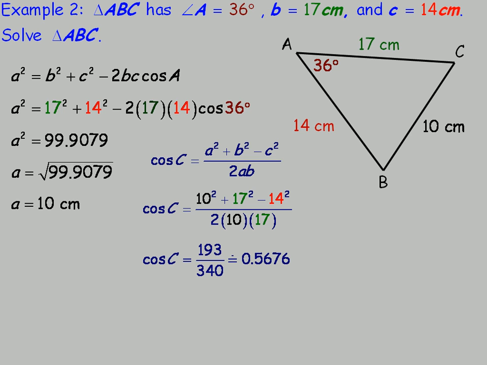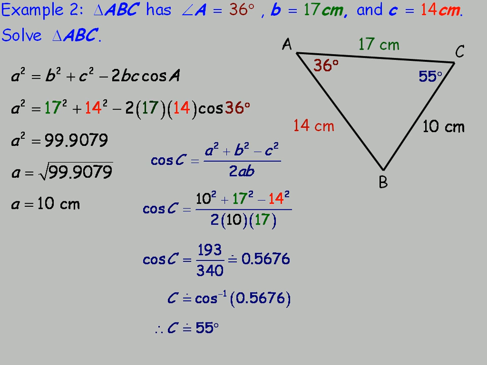And then we want to find angle C. So we would take the inverse cos of that 0.5676 value. And so C works out to be about 55 degrees. So in the diagram we can put 55 degrees by angle C.